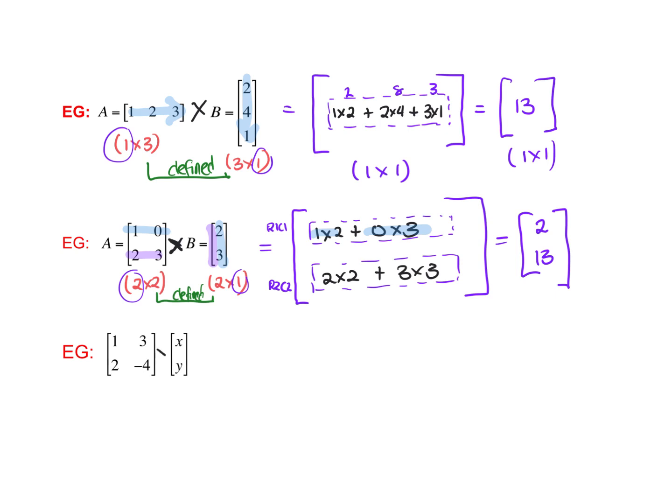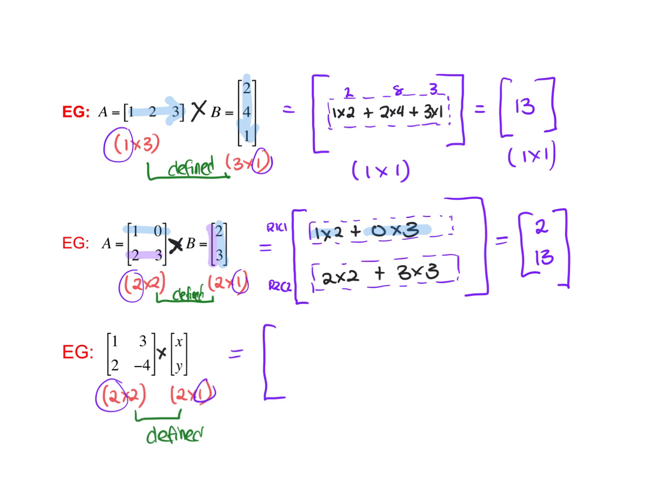All right, so here, when we do this one, just to show you, don't worry if you've got letters. We'll just do the same thing. So we've got a 2 by 2 with a 2 by 1, so we know it is defined. And what will my answer be? Yep, good. It's going to be a 2 by 1.